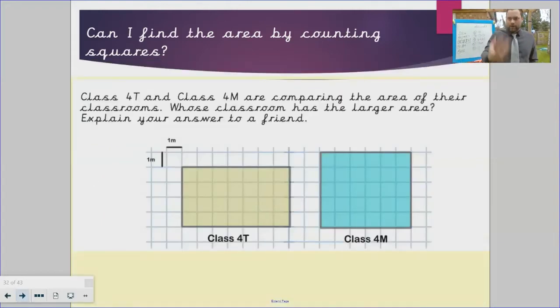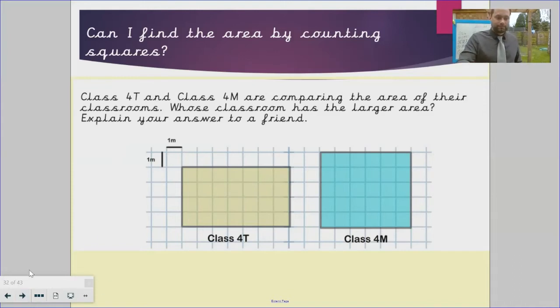Okay, so I'm going to go through another question with you. Class 4T and Class 4M are comparing the area of their classrooms. Whose classroom has the larger area? And explain your answer. It says to a friend, to a family member, or you can write it down and put it up onto Tapestry.